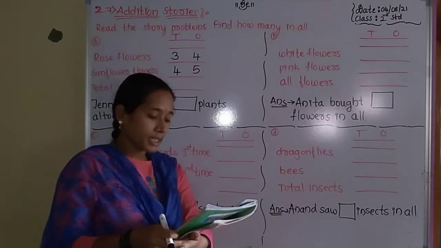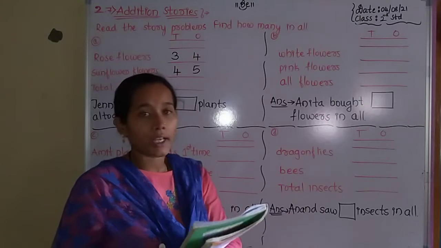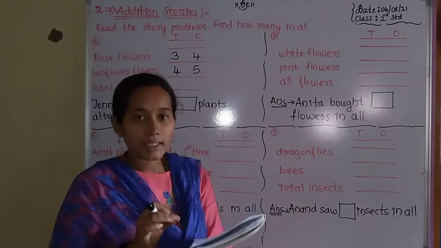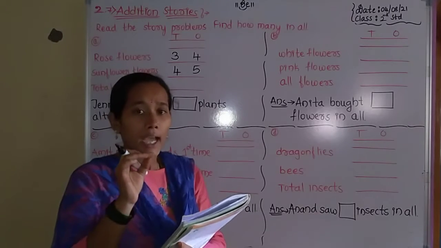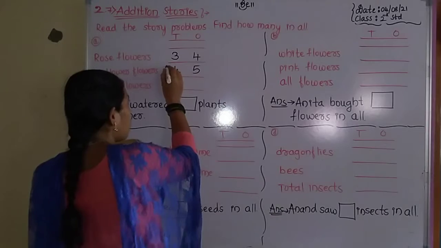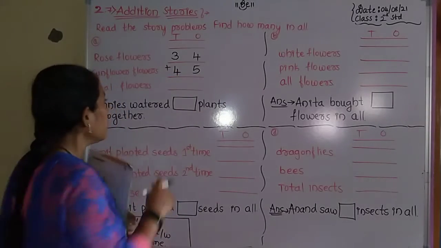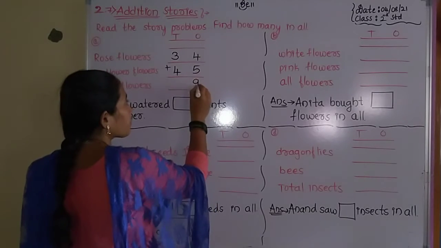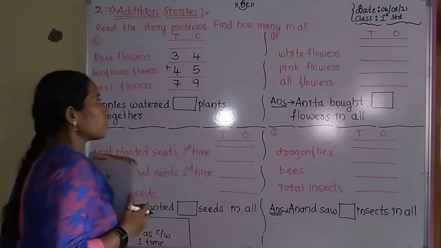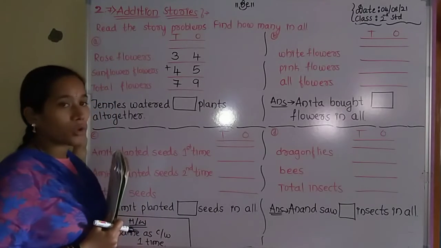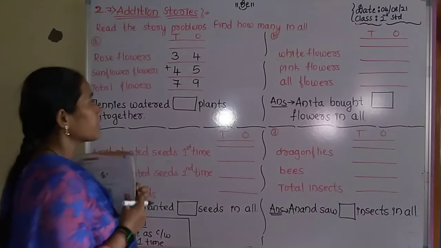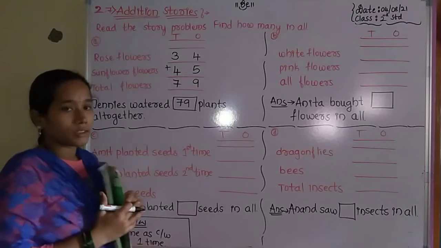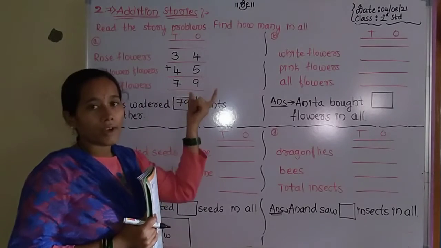Then what's the next sentence? How many plants did Jenny water altogether? Here they have given the word altogether, so it is a representation of the addition story. Altogether means addition here. Then we have to find the total plants. See, 4 plus 5 is equal to 9. 3 plus 4 is equal to 7. Lastly we have to write the word conclusion: Jenny watered 79 plants altogether. This is the word conclusion for the given addition story.